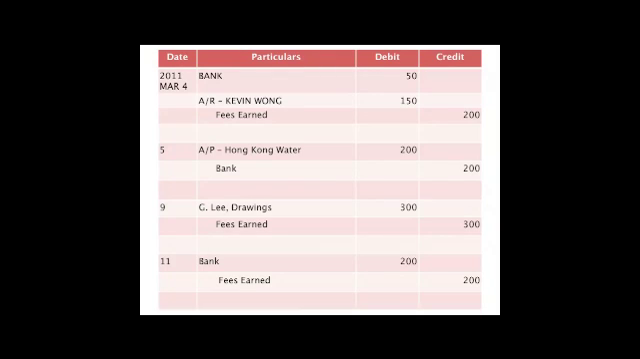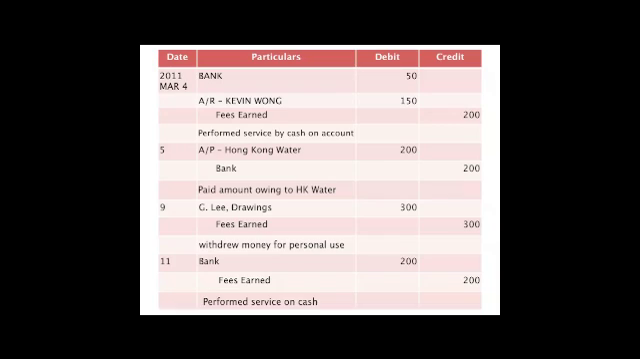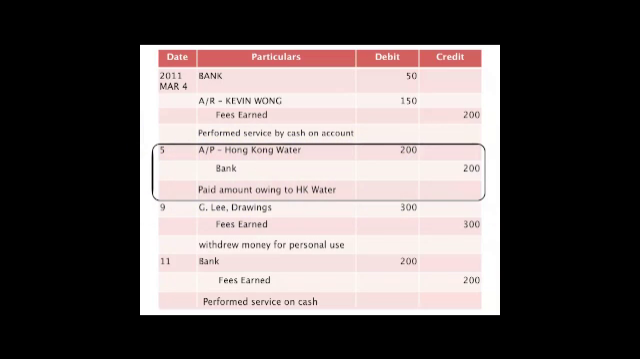Journal entry. This is a journal entry for March 2011, the second transaction on the 5th, where the accounts payable of Hong Kong Water is debited 200 and the bank is credited 200. I assume that the company paid back the owing amount to Hong Kong Water, which is 200 cash.